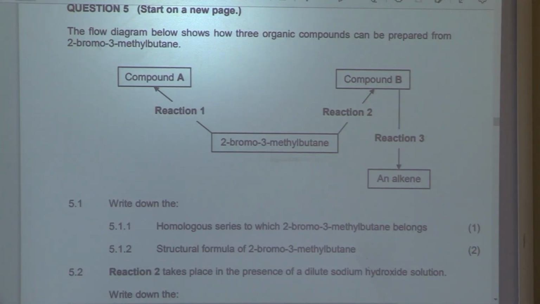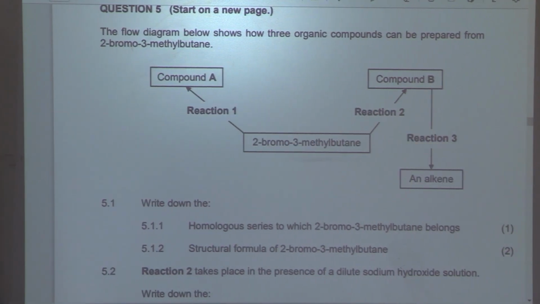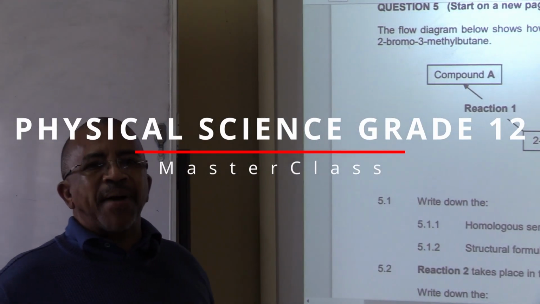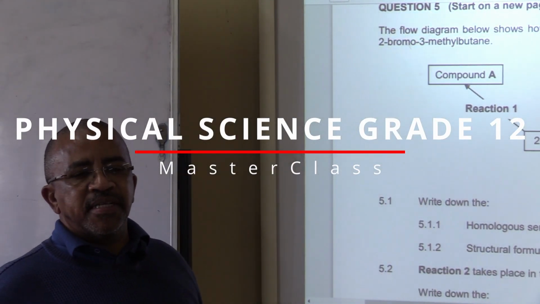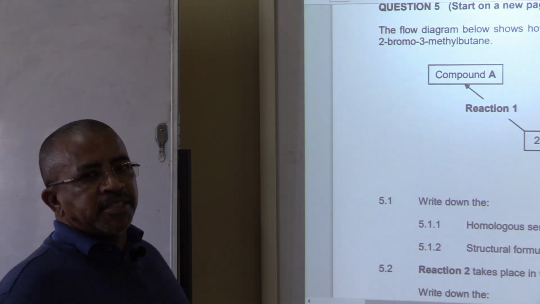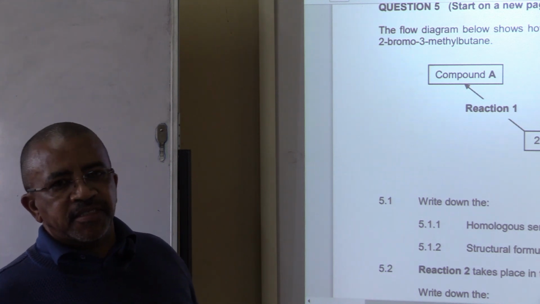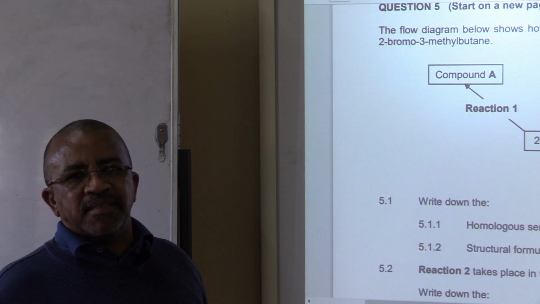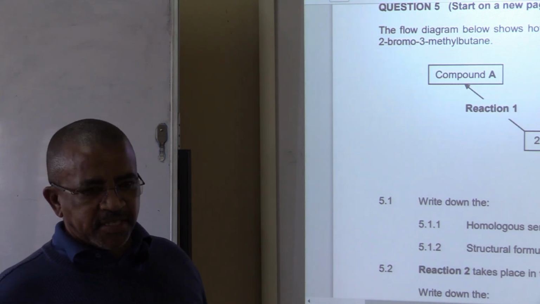Right, today we will look at our past examination papers in terms of organic chemistry reactions. In most cases, 80% or 85%.